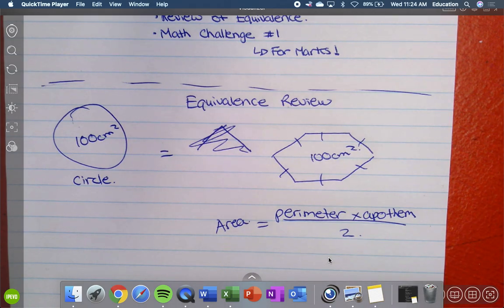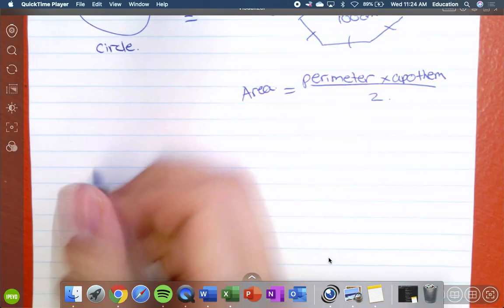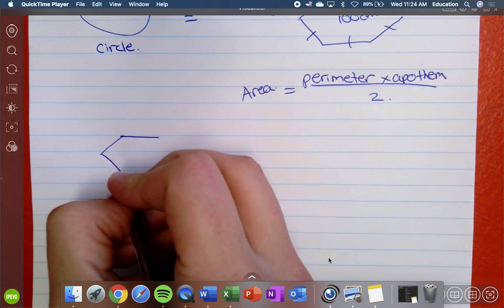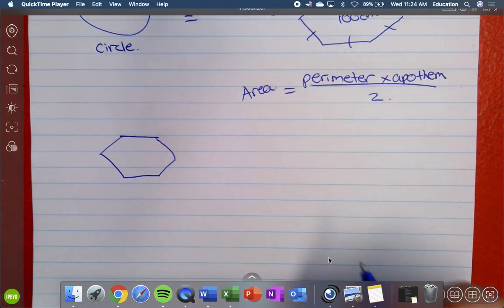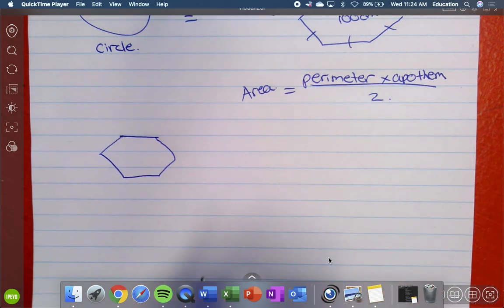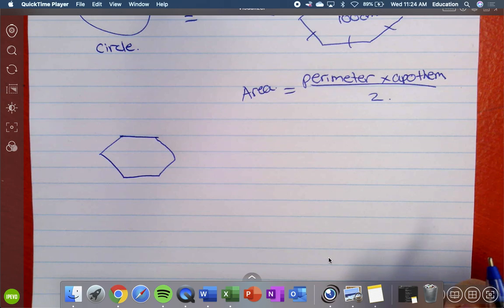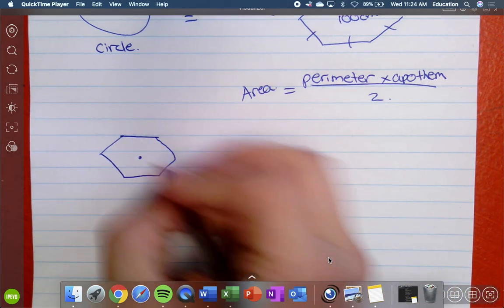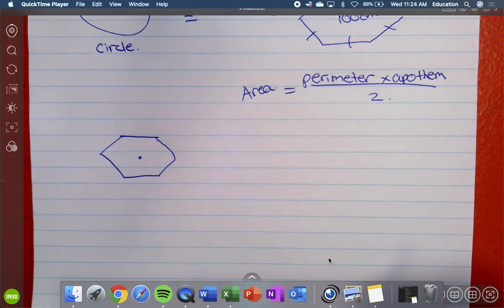So here I have a hexagon. And in my hexagon, if we know that it's a regular hexagon, we're going to do this with any shape that's 5 sides and up, okay? If I put a point, it'll tell you it's regular. If it's irregular, you can't solve. You just simply write can't solve, but they won't write you that because you can't solve.